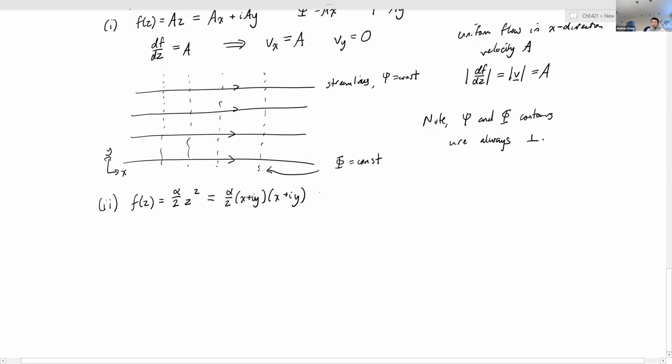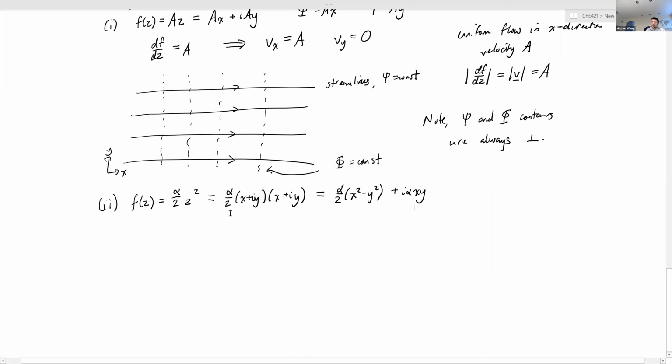Okay, and so when you actually multiply that out, you have an x times x, and you have an iy times an iy, which gives you a negative y squared. So you have an alpha over 2 times x squared minus y squared. And then you have an i alpha xy, because you have the cross terms, x times iy, and then iy times x, times alpha over 2. Okay.